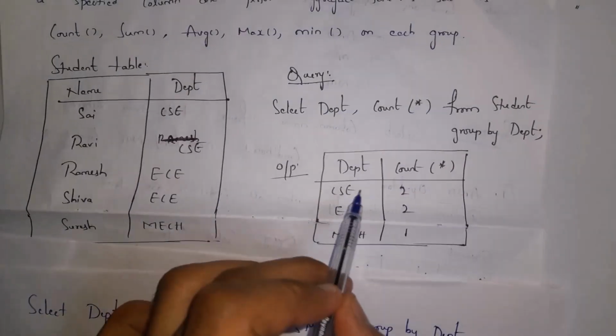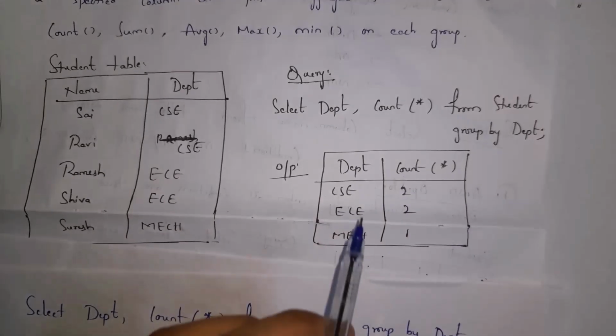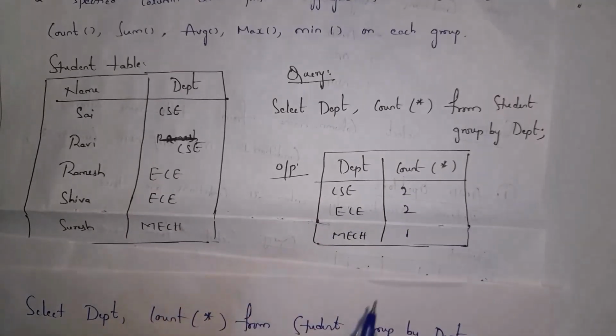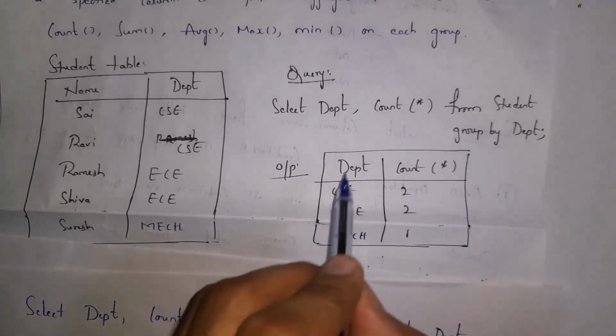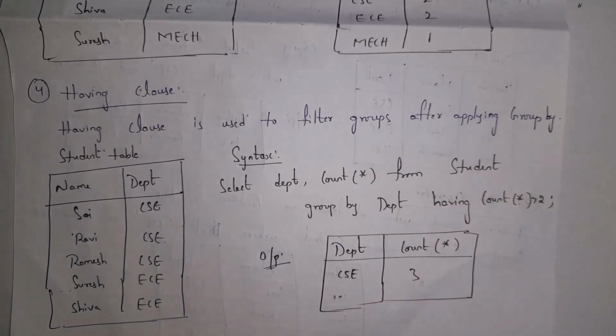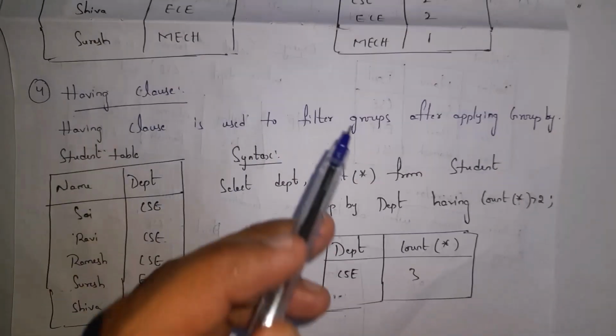So here CSC count, which is greater than 1, that is 2, and ECE, which is greater than 1, that is 2, and MEC count is 1. But I give condition like having count greater than 1, as 1 is equal to 1, this is not considered. So I'll get output department CSC count 2, ECE count 2. I'll get only these two records as output. This is all about having clause. Having clause is used to filter groups after applying group by clause.